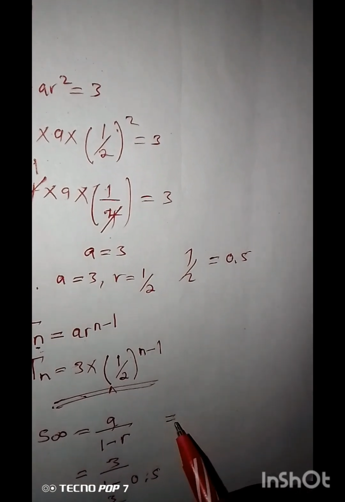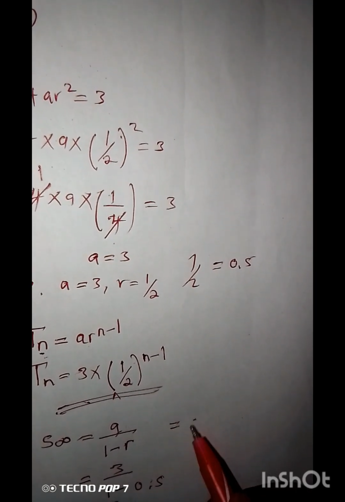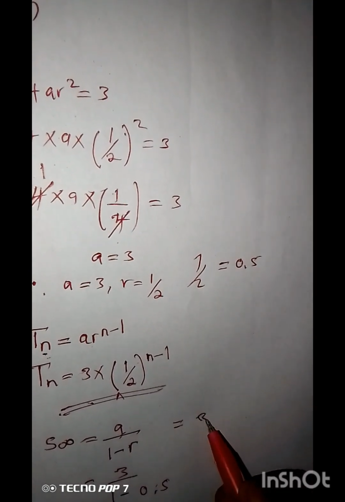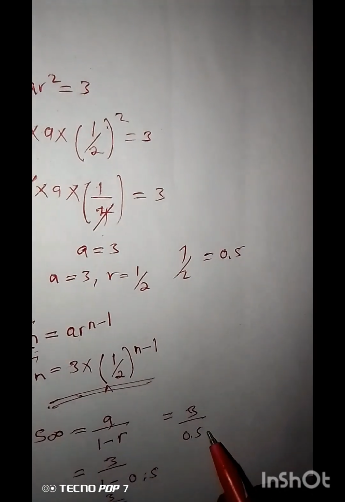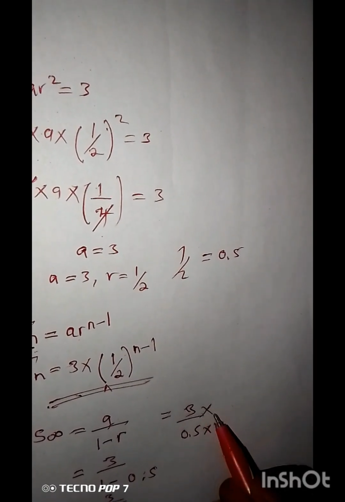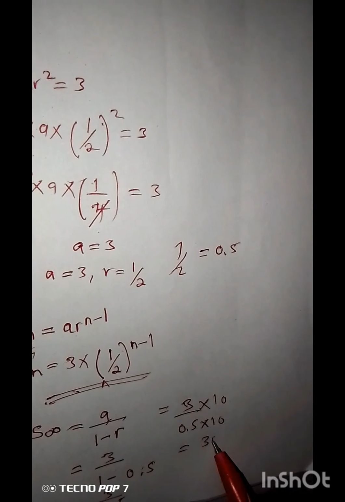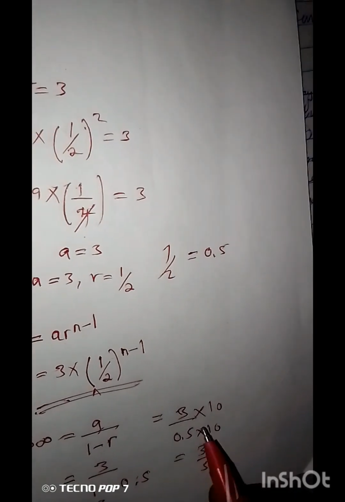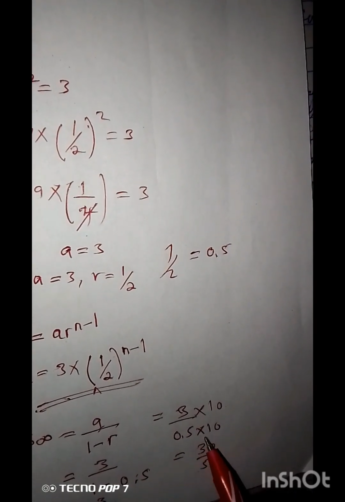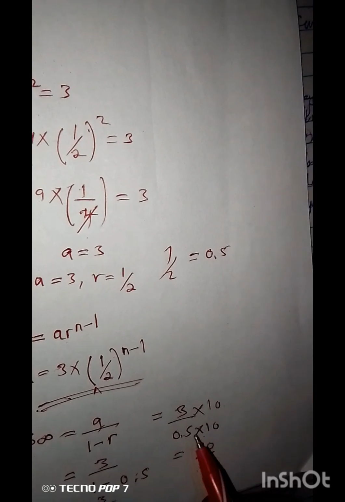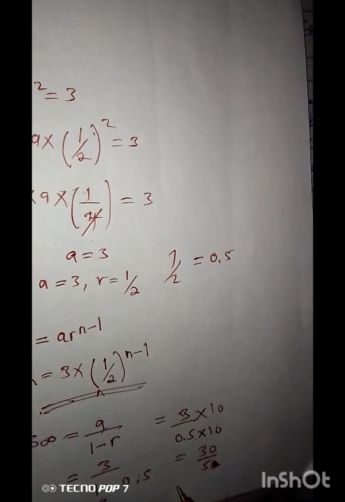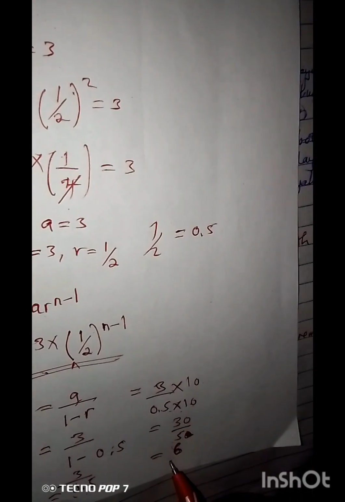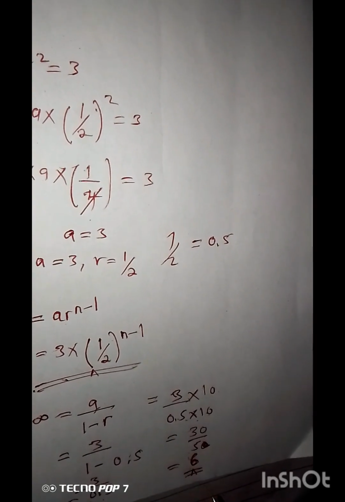So what are we getting? So here it will be like 3 over 0.5. You punch it on your calculator. Now as for me, I will solve it manually. So here I'm going to multiply both sides by 10, and here by 10. So it will be 30 over 5. Sorry, 0.5 multiplied by 10, it will be 5. 5 into 30, that's 6. So the sum to infinity is 6. Then it means you are done.